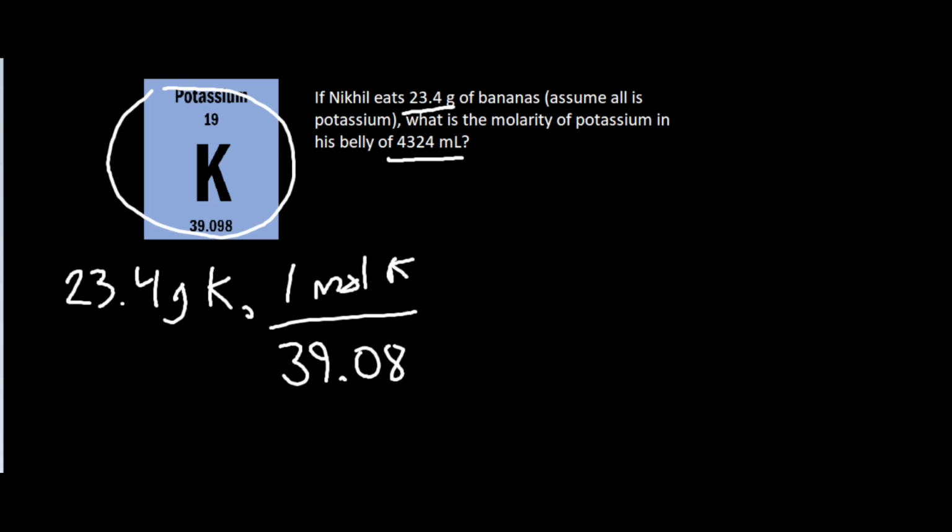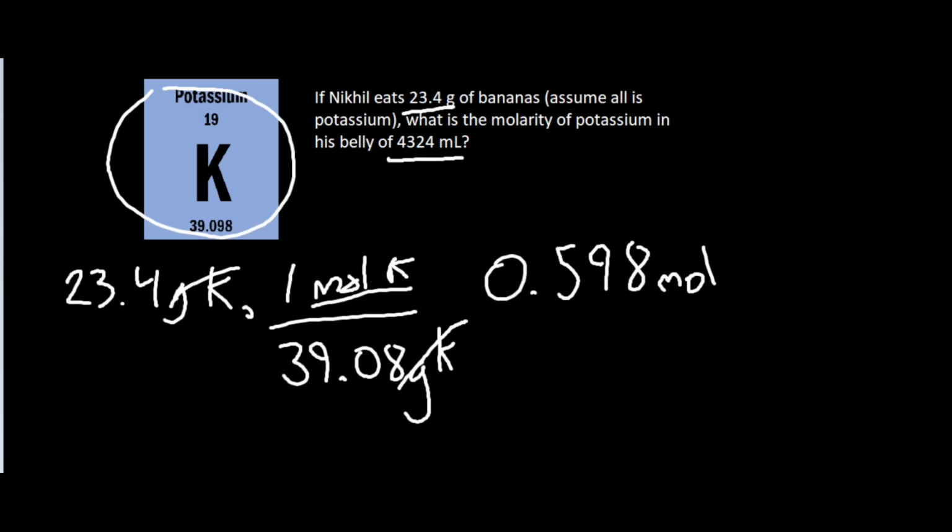Now this should just be second nature to you at some point, but it may still be hard for you. So then you multiply these together and the units cancel. Grams cancels and we just have moles of potassium. So if you calculate this, you'll get 0.598 moles of potassium.